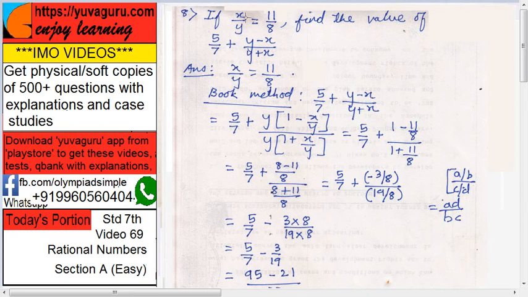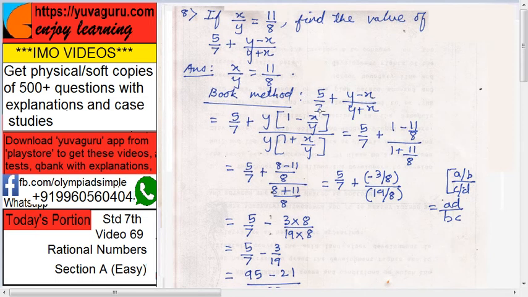If x upon y equals 11 upon 8, find the value of 5 upon 7 plus y minus x upon y plus x. Sorry, y minus x upon y plus x. Here there are two methods. One is the method given in the books, so I'll give you that first. X upon y equals 11 upon 8.